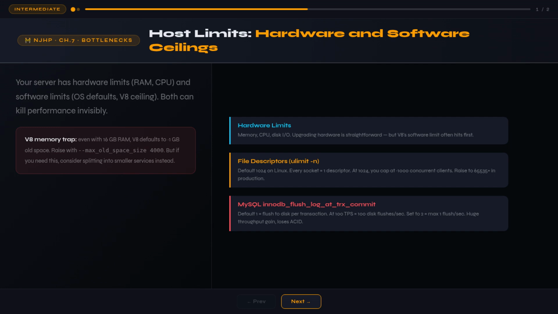Hardware limits are the most visible. Your application might consume all available memory and start hitting disk for swap, or it might saturate CPU. Adding more memory by upgrading your host, whether physical or virtual, is the obvious solution.